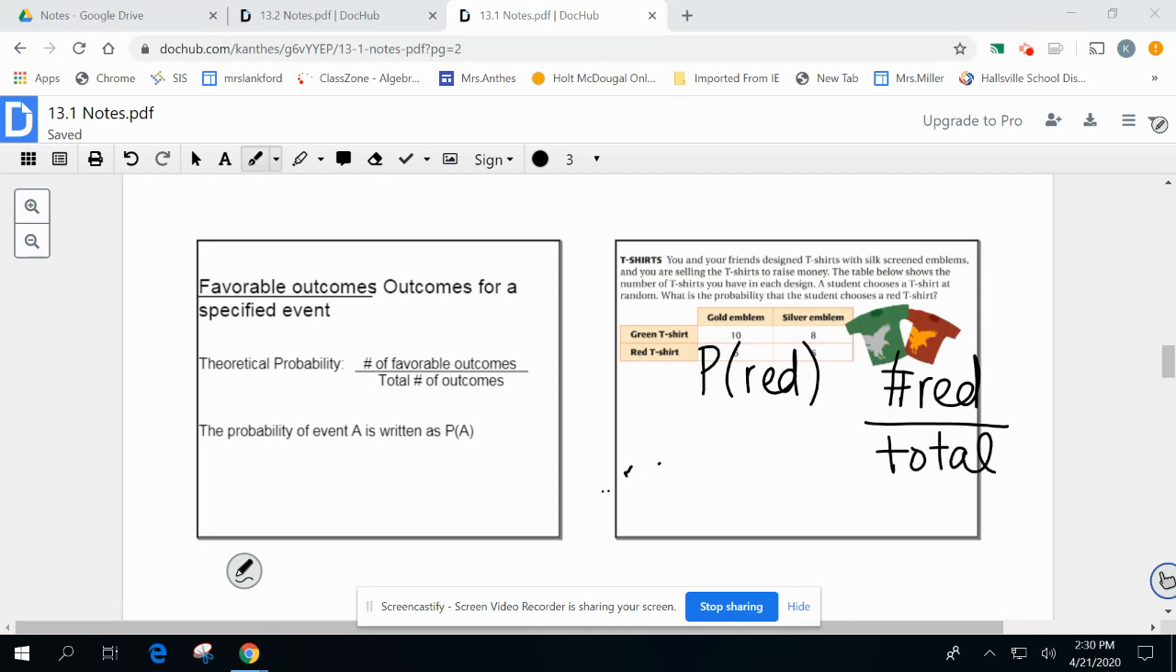We have 30 shirts total on your chart, and the number of red shirts would be 12, because we have 6 and 6 together making 12. So I'm going to simplify this, and it simplifies down to 2/5. 2/5 would be 0.4. So it could happen, but it's less likely to happen than a different color.